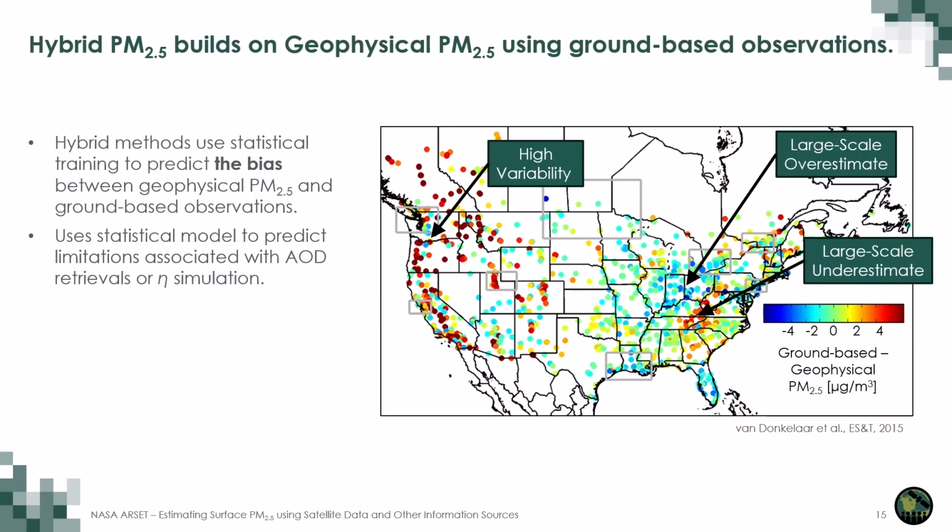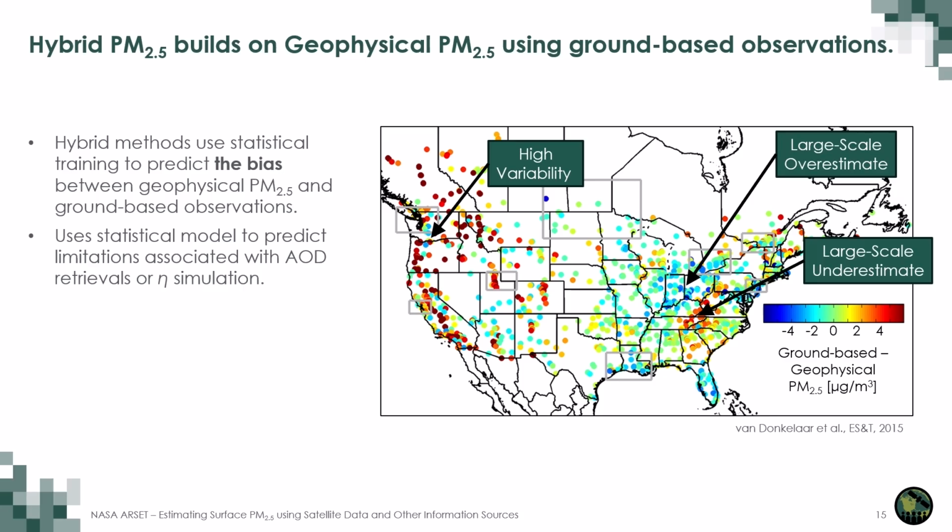Of course, ground-based observations do not strictly have to be used for only evaluation and can also be used to understand any biases present in the geophysical values. This idea forms the basis of what is known as hybrid PM2.5 or geophysical hybrid PM2.5. Hybrid PM2.5 essentially builds on geophysical PM2.5 using ground-based observations. To give an example, here I've shown the difference between ground-based observations of PM2.5 and coincidentally sampled geophysical estimates.